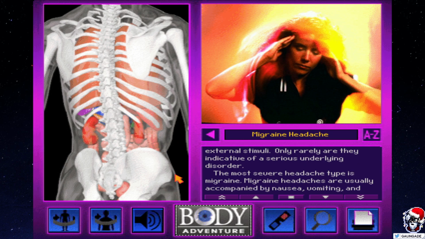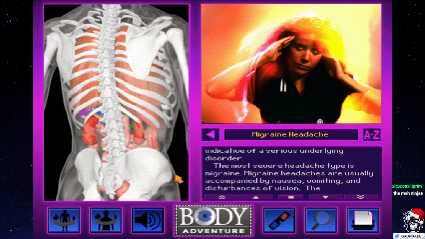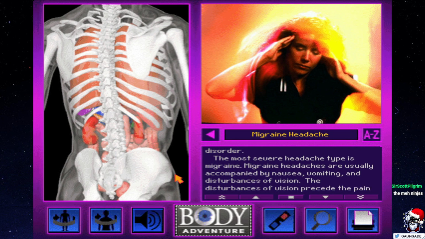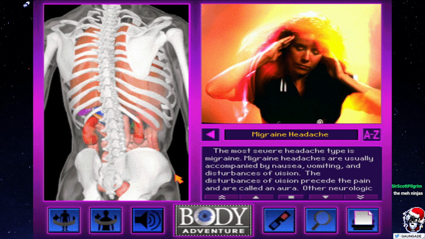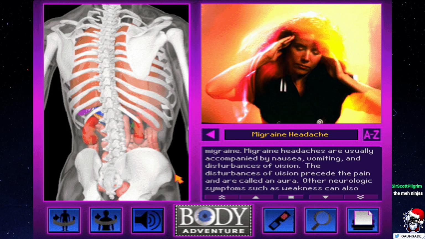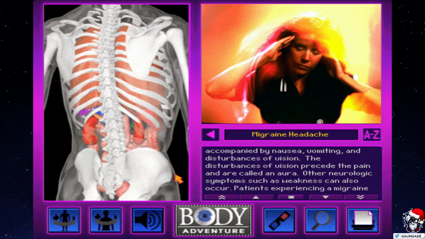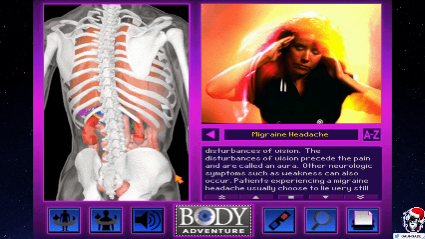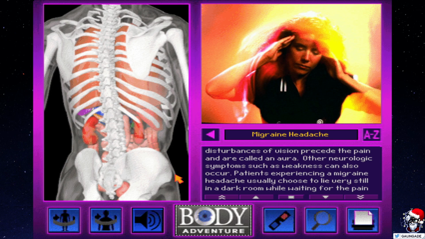The most severe headache type is migraine. Migraine headaches are usually accompanied by nausea, vomiting, and disturbances of vision. The disturbances of vision precede the pain and are called an aura. Other neurologic symptoms such as weakness can also occur.